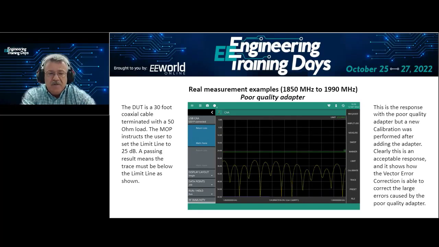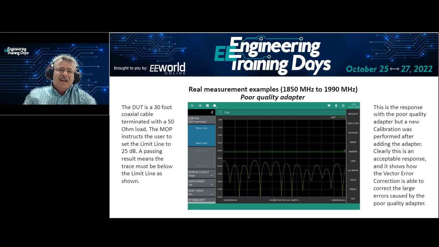Now, if you remember, earlier I talked about how the ideal scenario is to do a calibration after you've added the adapter. So here's the exact same measurement with the poor quality adapter, but what I did was, after I added the adapter, I did a calibration at the end of the adapter. So that removes or corrects the error caused by this adapter. And this is where the magic of vector error correction comes in, because you're able to do that.